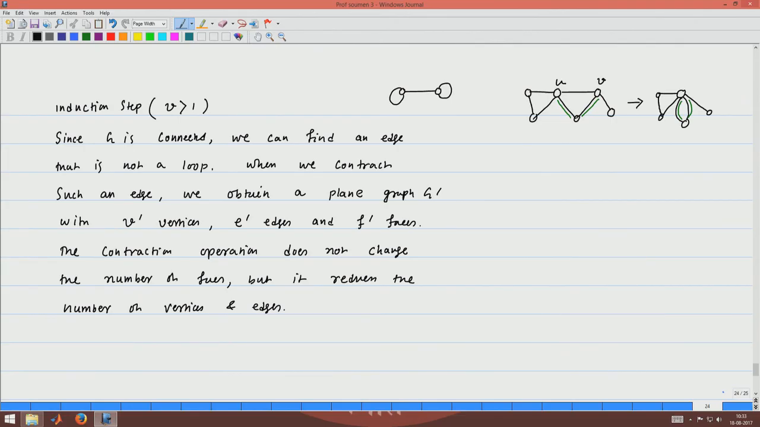Let me just add one more edge here. So, the contraction will result in this graph. At this moment I can see that this graph has 3 faces. This is one face, this is another face and this is the other face. So, the number of faces of this graph is 3. Let me call this graph G and this is G prime. After contracting the edge u v, I get another graph, and this graph also has 3 faces. So, that is what it says, the contraction operation does not change the number of faces, but it reduces the number of vertices and edges.